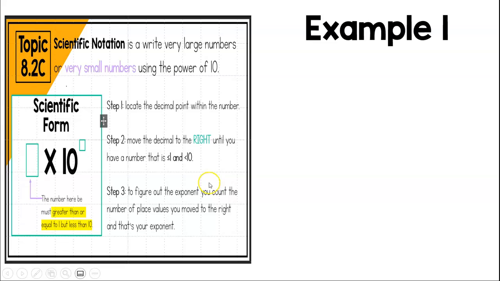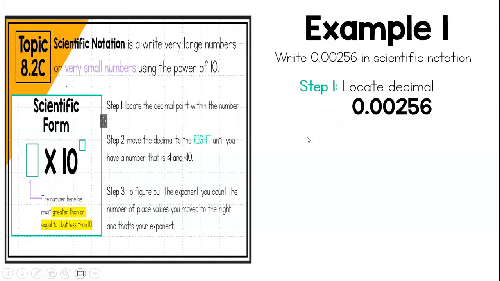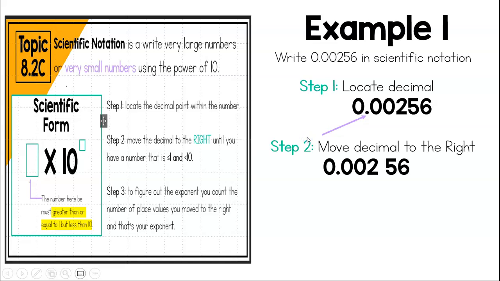Okay, so we're going to work through this first example together. The question says write this very small number in scientific notation. So we're going to follow the steps. Step 1, we're going to locate the decimal. Step 2, we're going to move the decimal to the right, however many place values it takes to get our number between 1 and 10. In this case, we're going to move it 3 times.